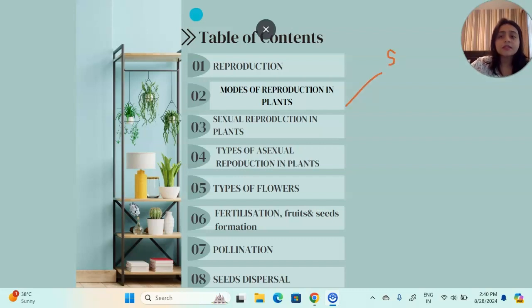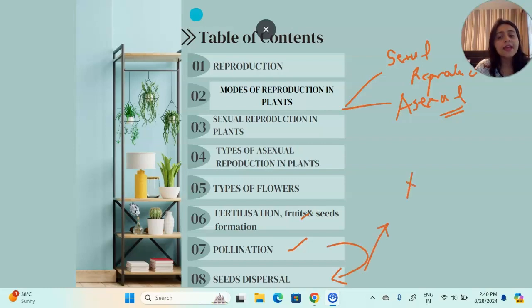For example, we will study sexual reproduction in plants and asexual reproduction in plants. We will study these two main types of reproduction, and then we will broadly understand what sexual reproduction in plants is, how it proceeds, and what the processes of sexual reproduction are. Then we will study types of asexual reproduction, types of flowers, and fertilization, which helps in the formation of fruits, seeds, etc. And then we will learn about pollination, and then the last topic, which is seed dispersal, followed by the NCERT questions.